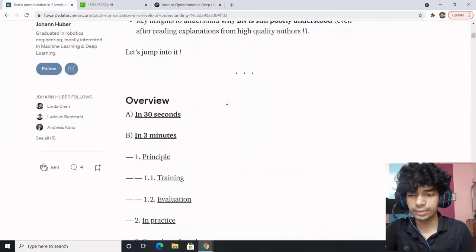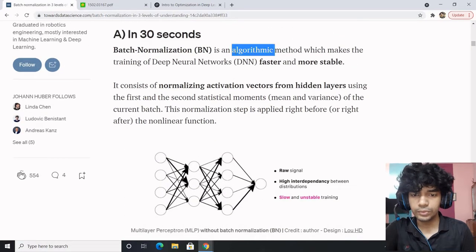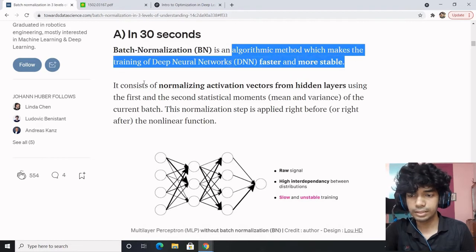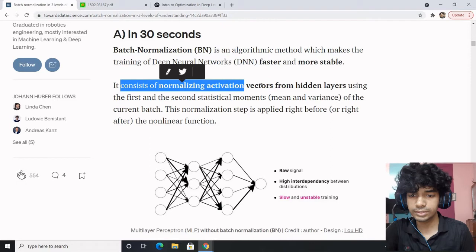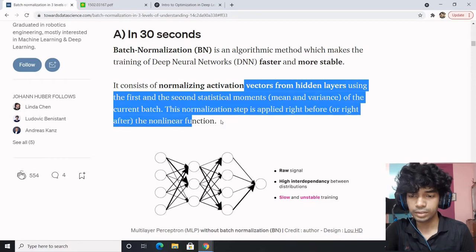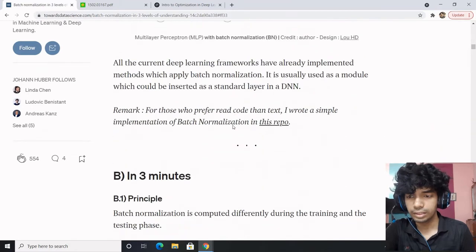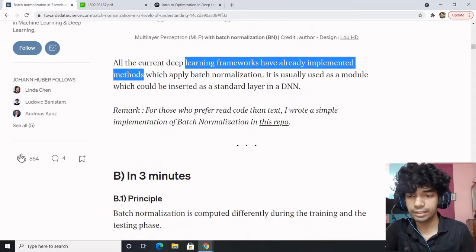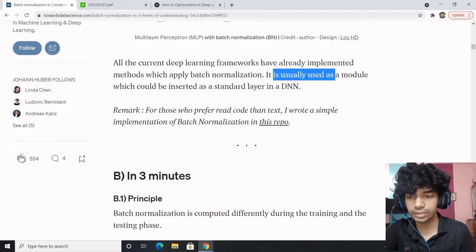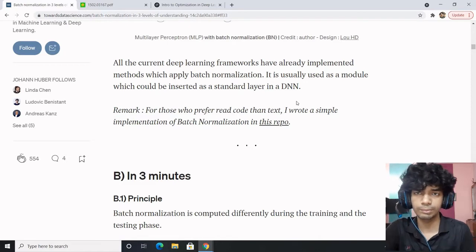This is another good article which I found. So what does batch normalization do? It makes the training much faster and more stable. It consists of normalizing activation vectors from hidden layers using the first and second statistical moments of the current batch, applied right before or right after the nonlinear function. All the current deep learning frameworks have already implemented batch normalization. It is usually used as a module which can be inserted as a standard layer in a deep neural network. You can directly use it as tf.keras.layers.BatchNormalization, and a parallel implementation exists for PyTorch.